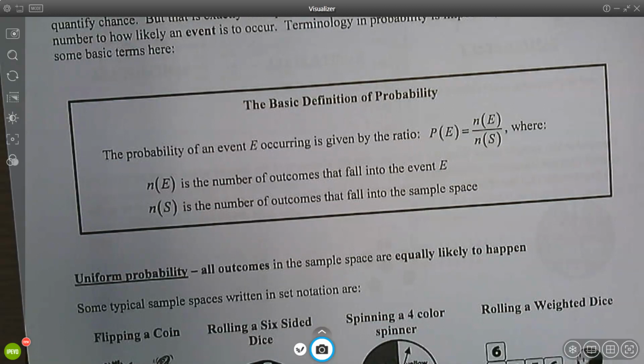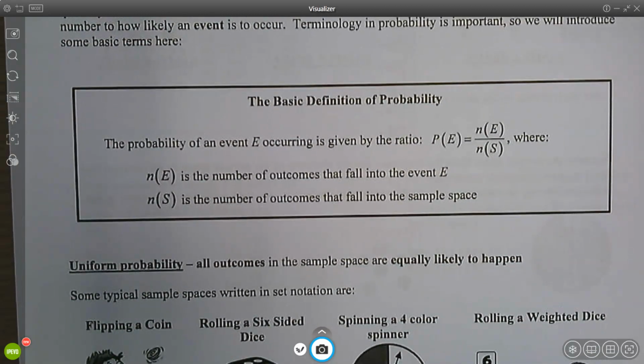So if you think about rolling a six-sided die and you want to know the probability of rolling like a 5, well, there's 1 5 out of 6 sides. That would be 1 out of 6.